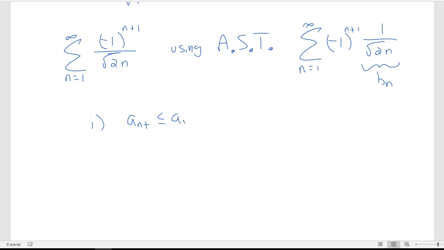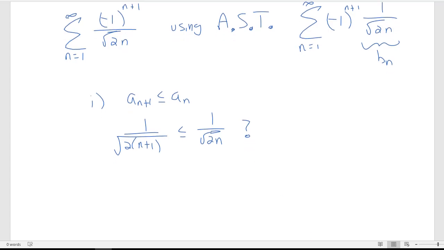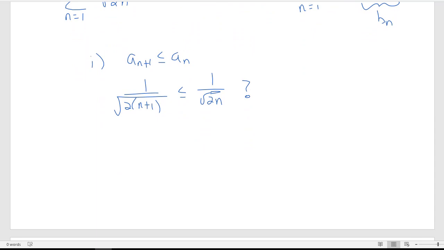So for our series here, we would have 1 over the square root of 2 times n plus 1. Is that less than or equal to 1 over the square root of 2n? Again, this is really a question mark. Is this true? We're trying to determine that. So if I multiply both sides by the common denominator, what I would end up with is square root of 2n less than or equal to the square root of 2n plus 2.